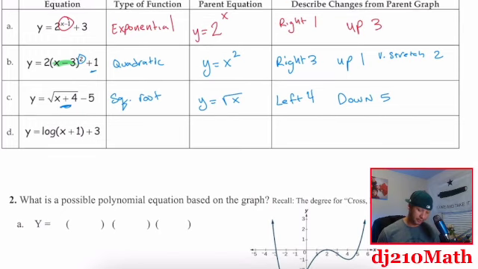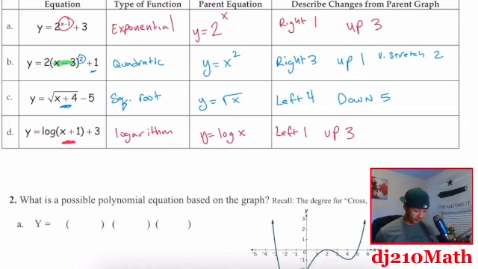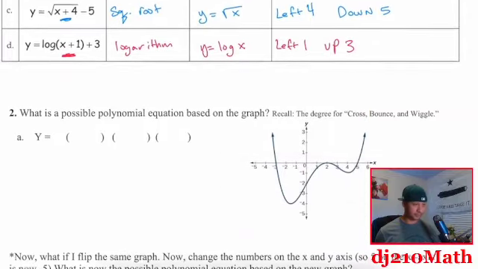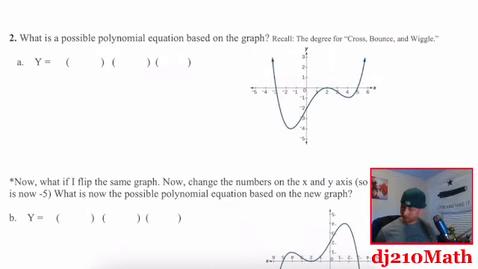All right, the last one. Feel free to pause and work through it yourself or work ahead. All right, so this one's going to be a logarithm. Y equals log x. Base 10 of x, right? There's nothing written. It's base 10. Okay. Again, inside lies. So this is left 1 and up 3. Okay, that's the first part. That's easy.